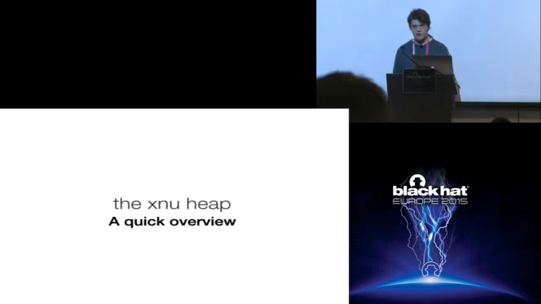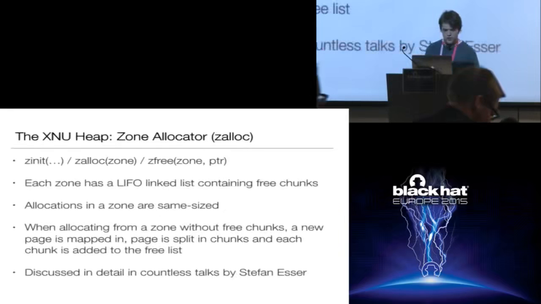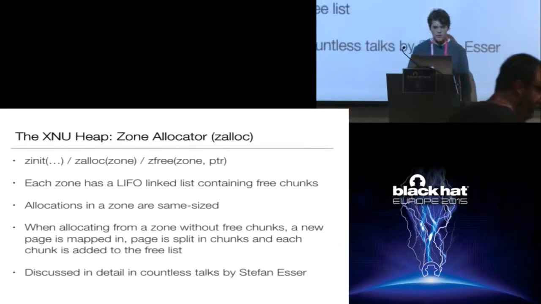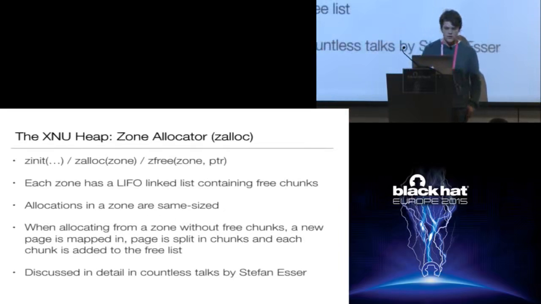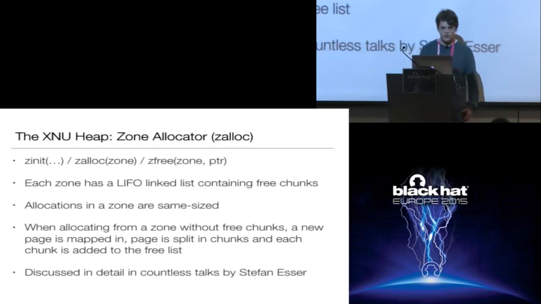So I'll be starting with a very brief introduction to the kernel heap. In particular, I will be talking about zalloc, which is the zone allocator. Most other allocators rely on zalloc. There are three functions you can call: zinit, which creates a zone, zalloc, which allocates an allocation from a zone, and free, which frees an allocation back into the free list.